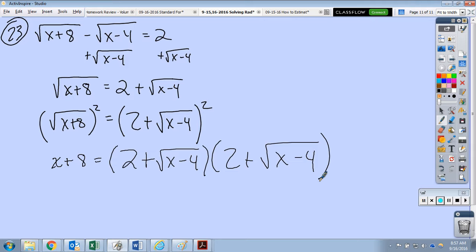Yes? Put it in where, with what? Yeah. So when you square the left-hand side, you have to square the entire right-hand side.